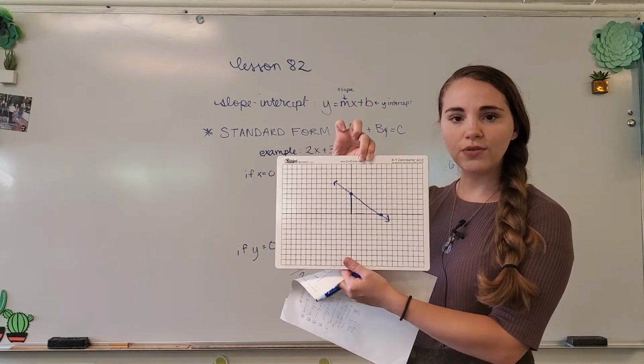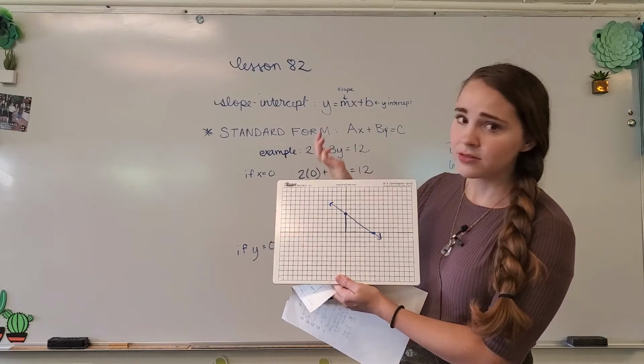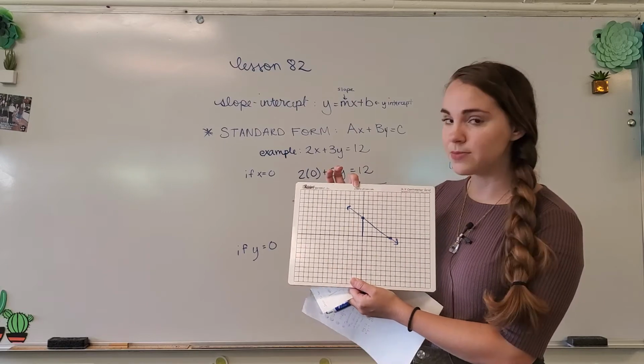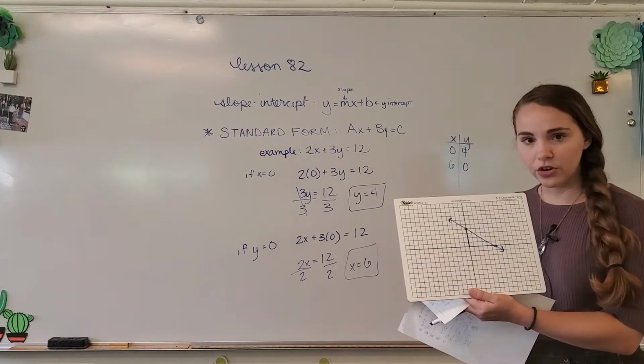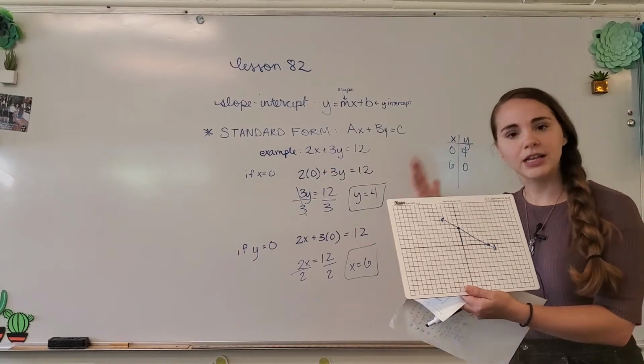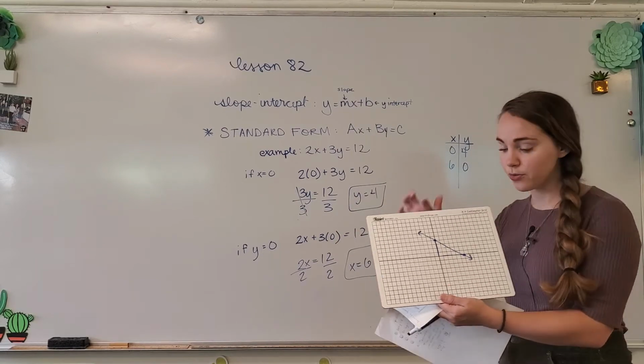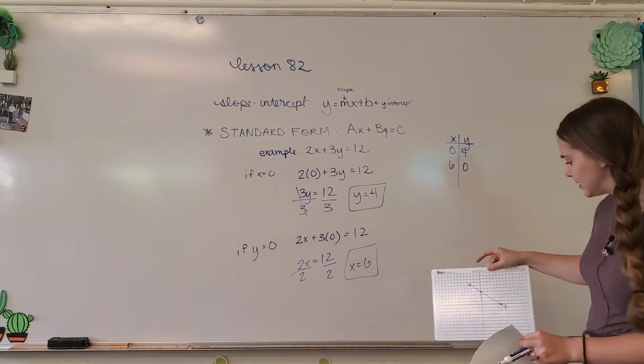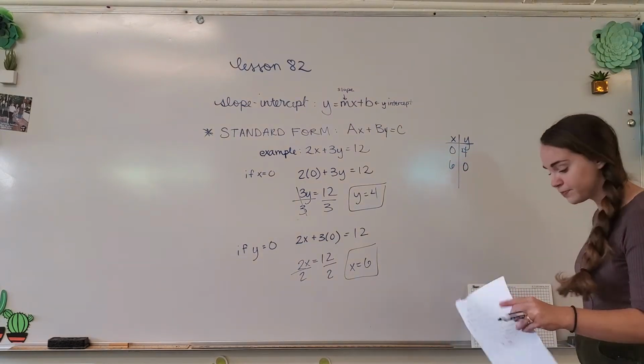And then, of course, you can find the slope if you want. You don't really need to because it's not in slope-intercept form. But the whole point is to be able to say, I know what I can do. I can just plug in 0 for x, plug in 0 for y, and then solve for the other one and graph them. So that is the first little example.